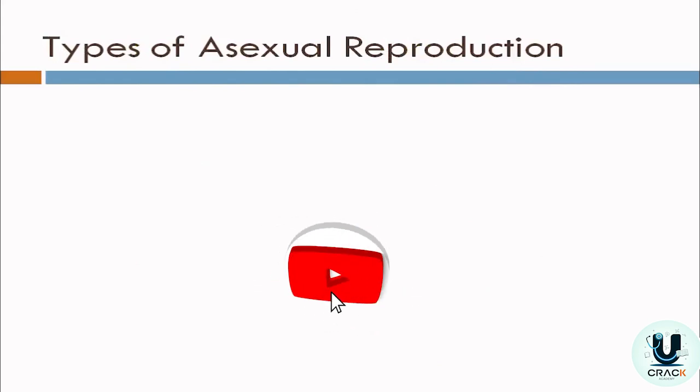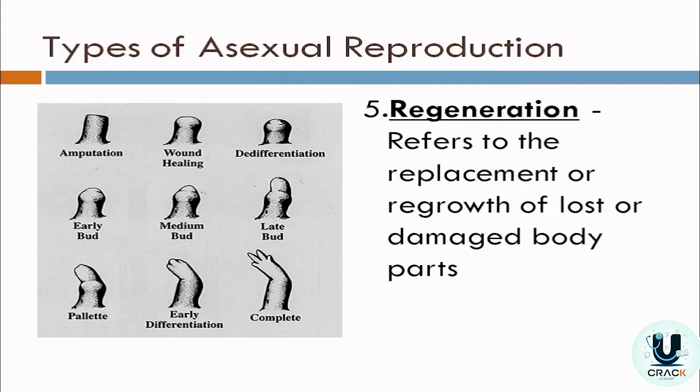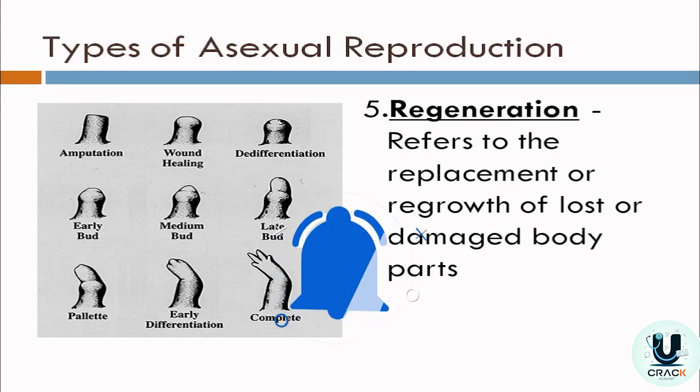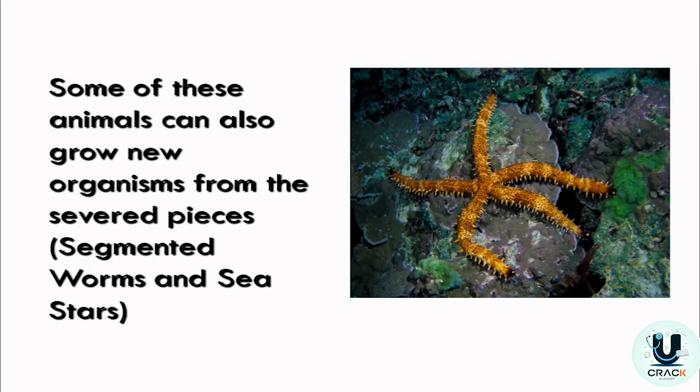Types of asexual reproduction. Fifth one, regeneration refers to the replacement or regrowth of lost or damaged body parts. Look at here: amputation, wound healing, de-differentiation, early birth, medium birth, late birth, complete. Some of these animals can also grow new organisms from the severed piece, such as segmented worms or sea stars. Look at here, the sea stars.